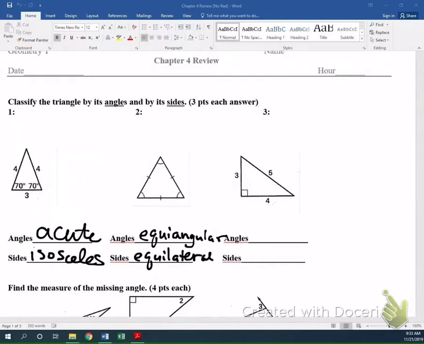All right, the third one, by angles? Right. By sides? Scalene. There is one missing. It's by angles. It's obtuse. So if you want to make a little note to review what an obtuse triangle is as well, that would be in your best interest.